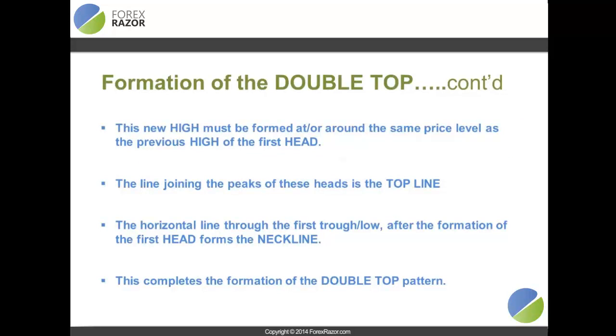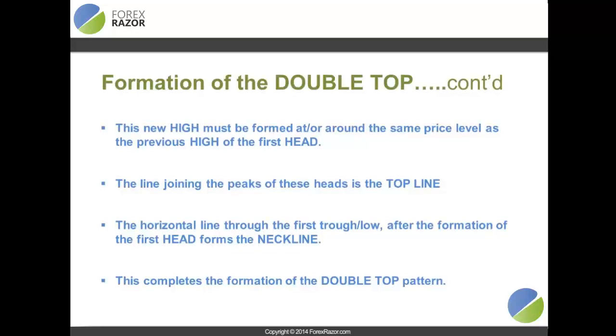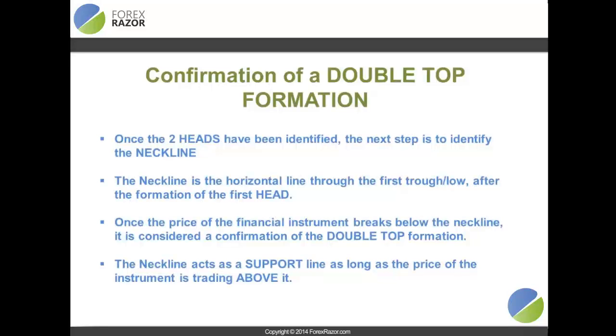After the formation of this high, the price then slides down towards lower levels, completing the formation of the second head. The line joining the peaks of these heads is what is known as the top line, and the horizontal line passing through the low formed after the formation of the first head is known as the neckline. This completes our double top pattern. Now that we know how to identify a double top formation, we shall see how to use it while trading.